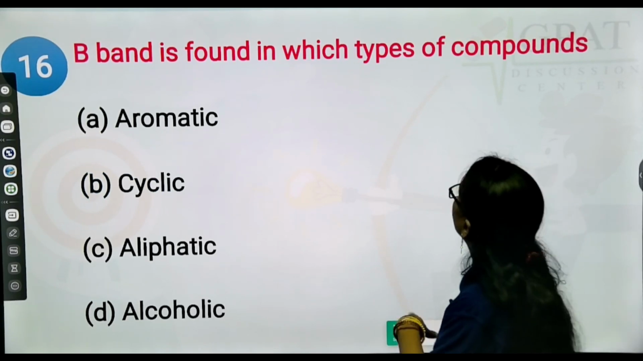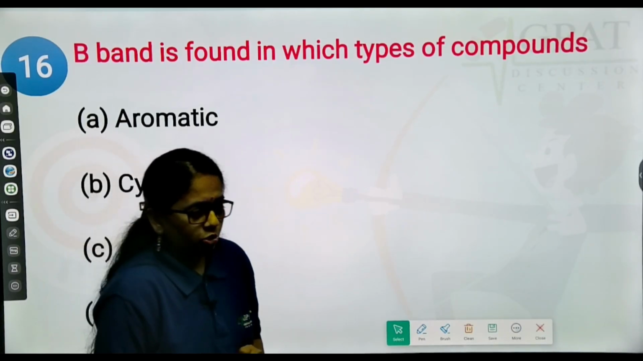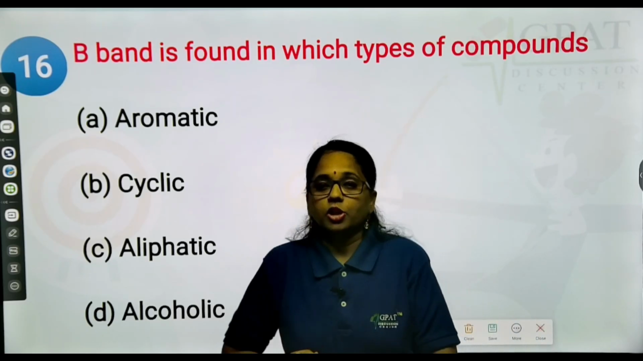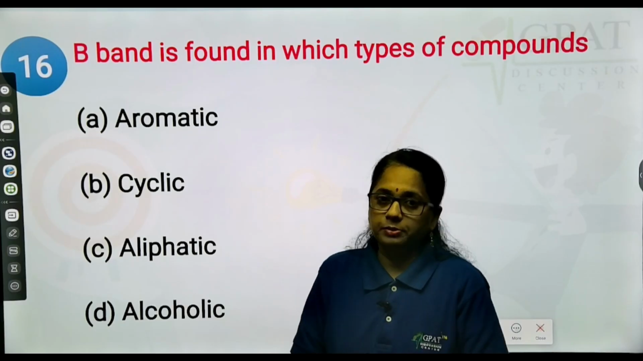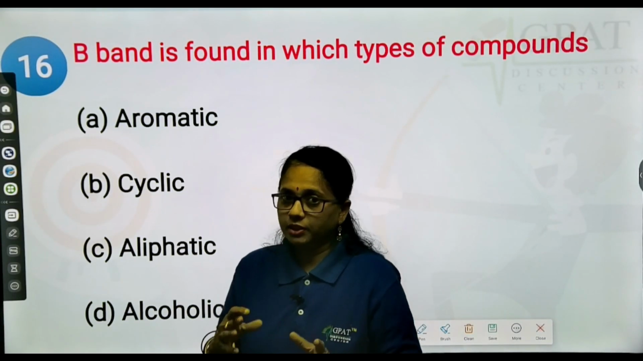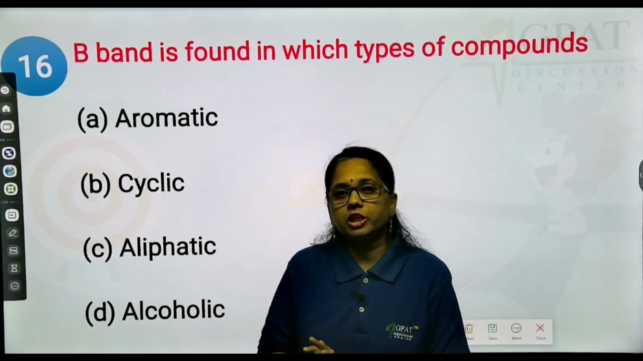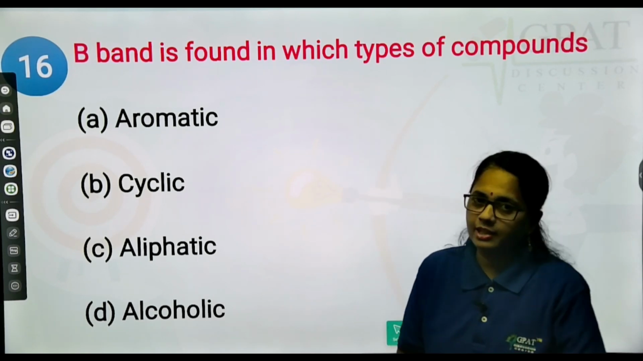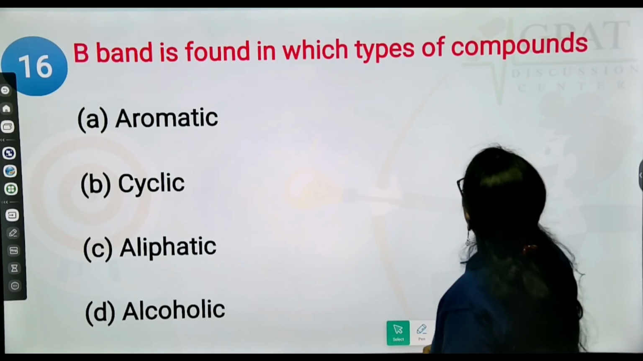B band is found in which type of compound? Okay, the question is related to the absorption bands. In UV spectroscopy part 2 we have discussed these absorption bands. If you want more clarification about the absorption bands, you can watch those videos in our Target Pharma 360 as well as the Pharma Thunderstorm series, in which we also have this information related to the absorption bands of UV spectroscopy. You can watch such videos in our GDC English channel for more clarification. Okay.